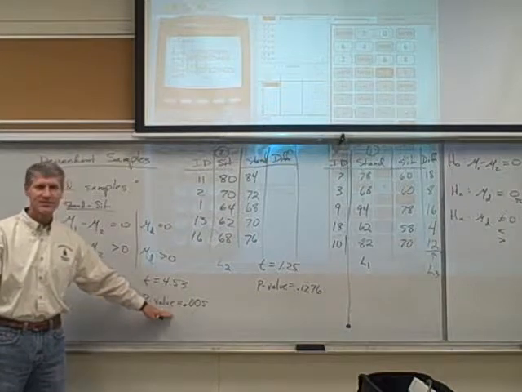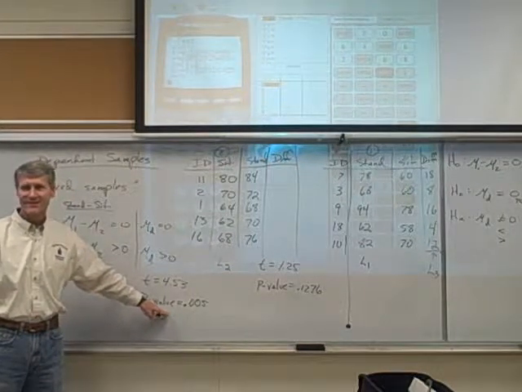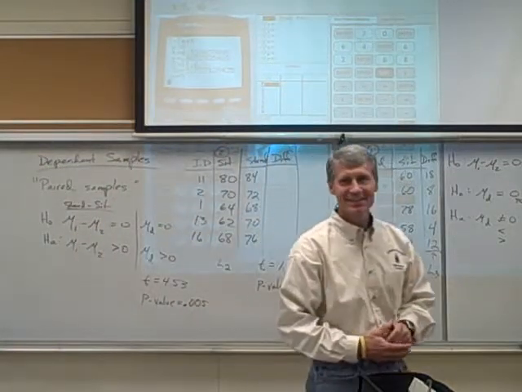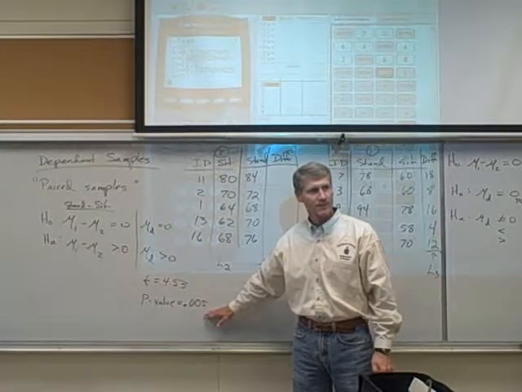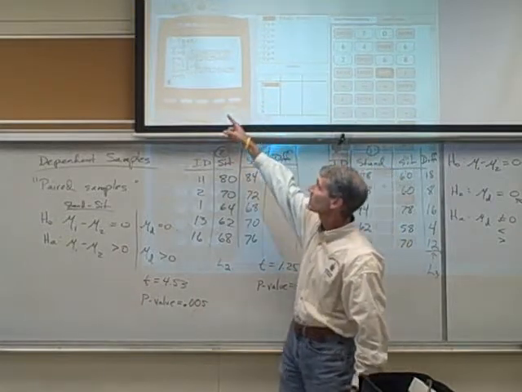Small p-value? You're guessing, but I'll take it. You got the right guess. We're going to reject the null. The p-value says what? That a difference, an average difference, and it'll tell me what the actual average difference was.